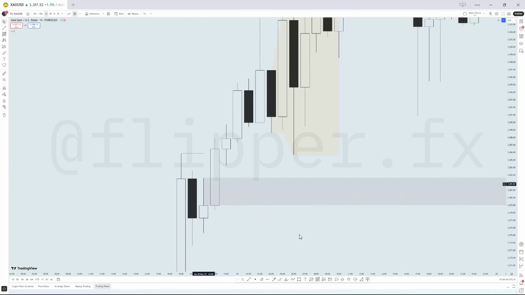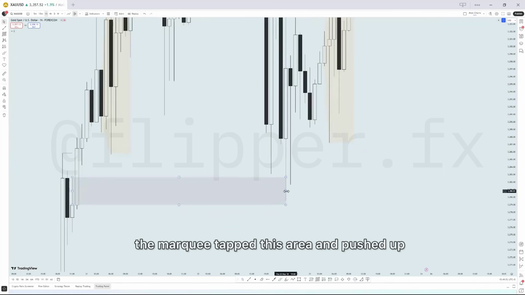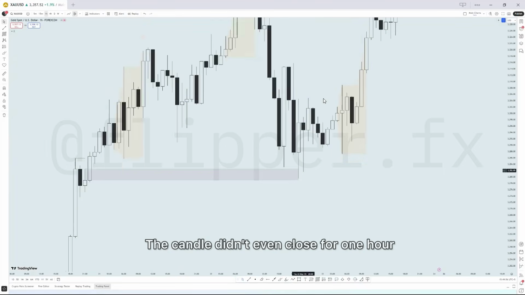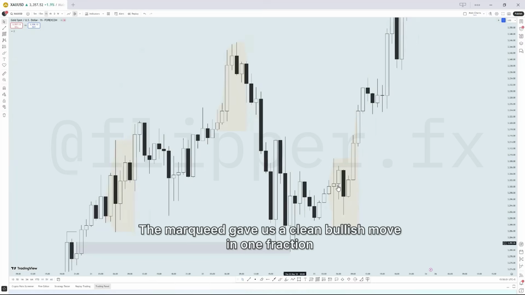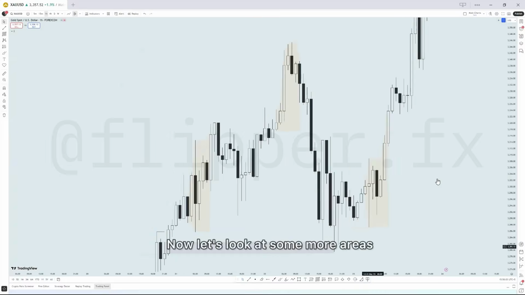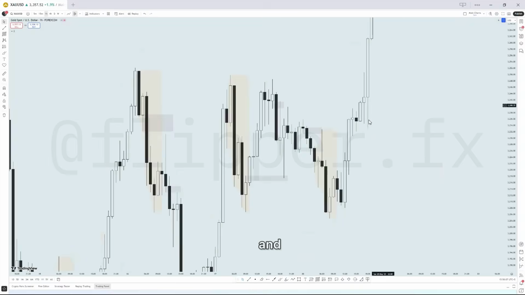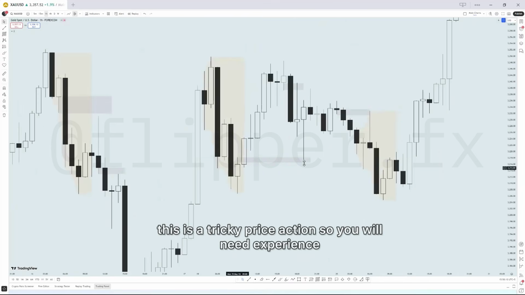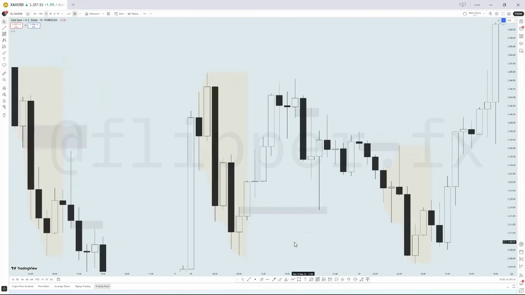And if you see, the market tapped this area and pushed up. The candle didn't even close for 1 hour. The market gave us a clean bullish move in one direction. Now let's look at some more areas, and this is a tricky price action, so you will need experience and time to understand it fully.